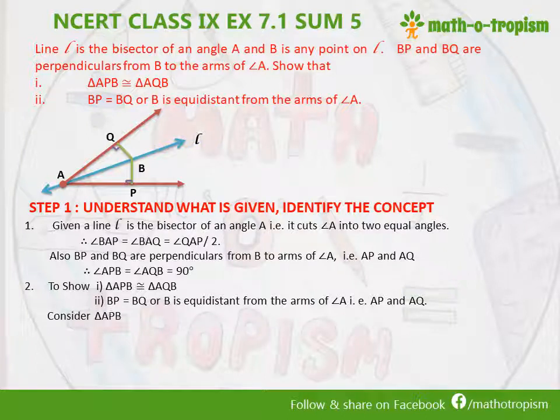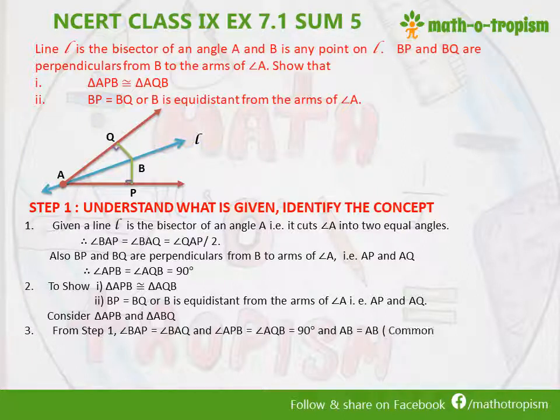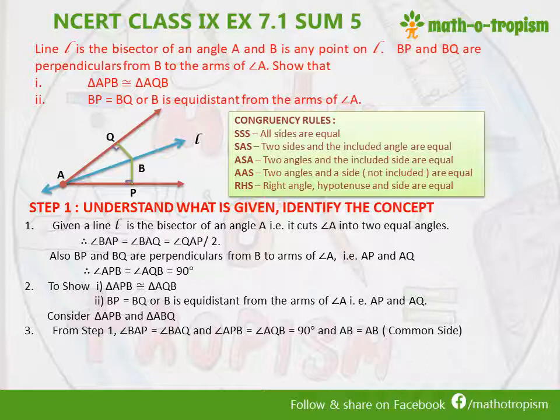So we will be first considering the triangles APB and triangle ABQ. We can see that from step 1 we already have angle BAP is equal to angle BAQ and angle APB is equal to angle AQB, which is 90 degrees. And when we see the side AB, it is common to both the triangles. Now we have two angles to be equal and one side to be equal, and this side is not the included side. So when we think about the congruency rules, we can see that the two angles and the side which are not included are equal, which means we can show that the two triangles are congruent by the AAS congruency rule. So therefore we will be using that.